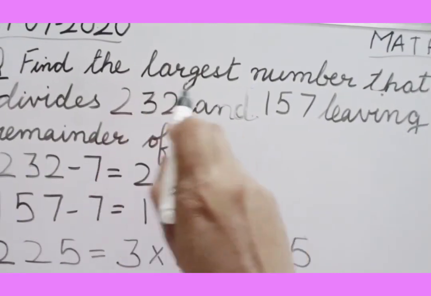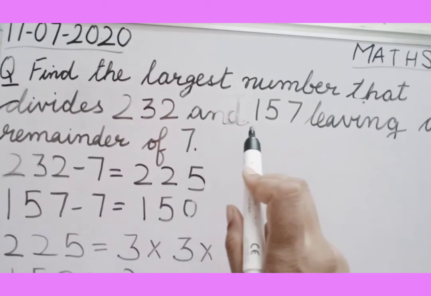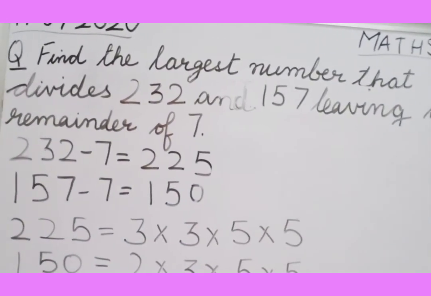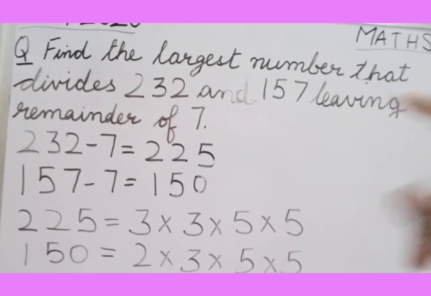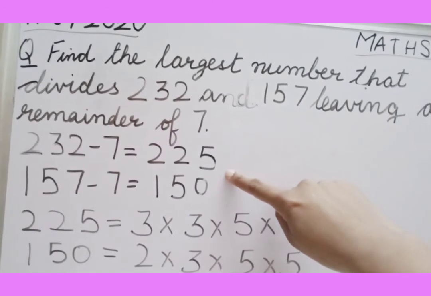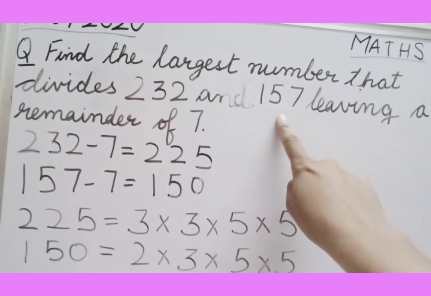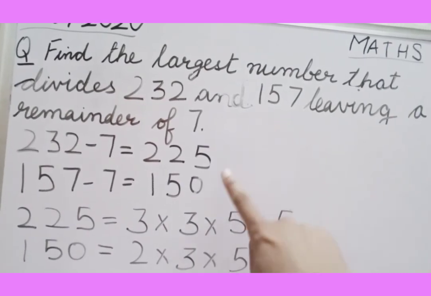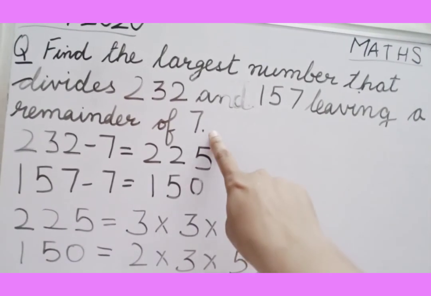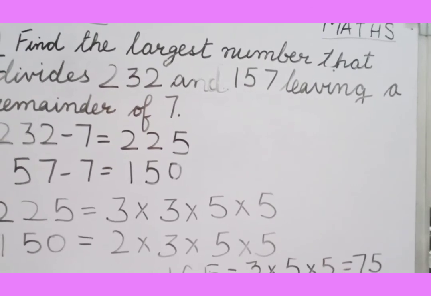75 is the largest number that divides 232 and 157, leaving a remainder of 7. I hope it's clear how 232 has been converted into 225, because we have subtracted 7 from it. And in the same way 157 is converted into 150 by subtracting 7, because 7 will be the remainder after we divide by the answer 75.